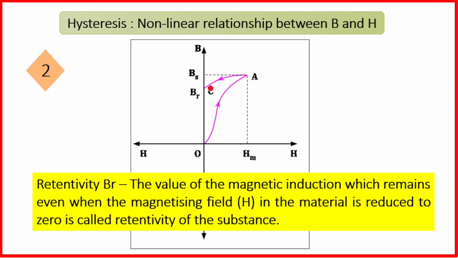So what is retentivity? The value of the magnetic induction which remains even when the magnetizing field in the material is reduced to 0 is called the retentivity of the substance.